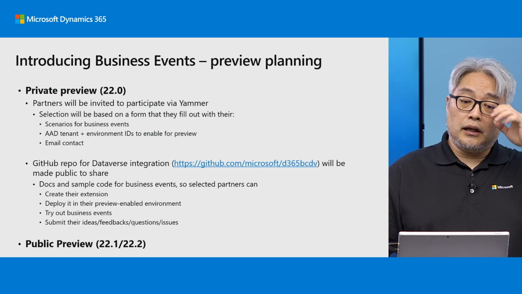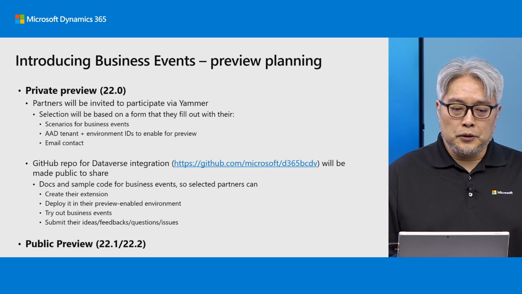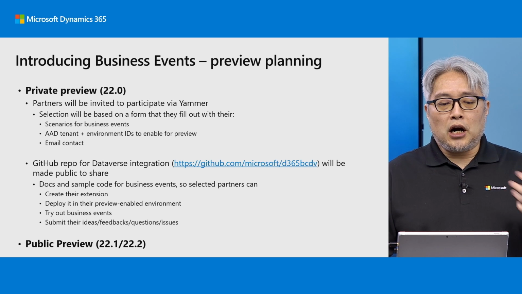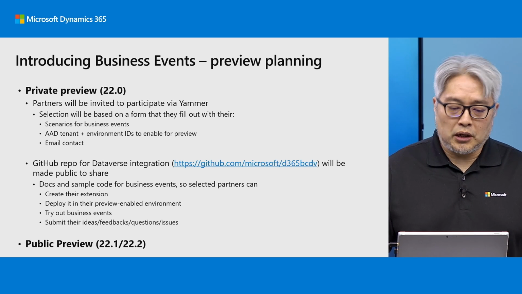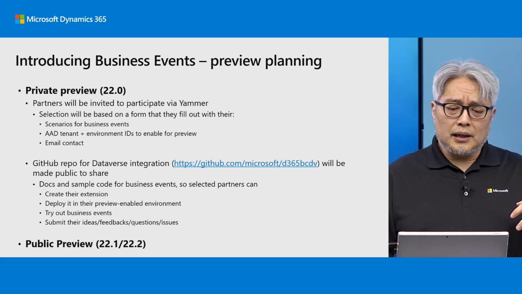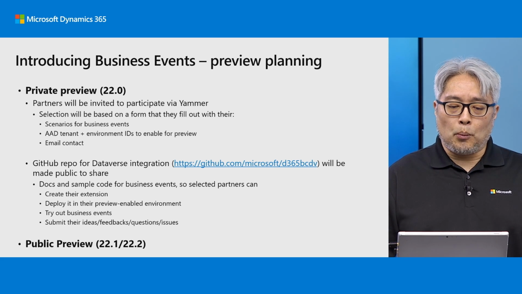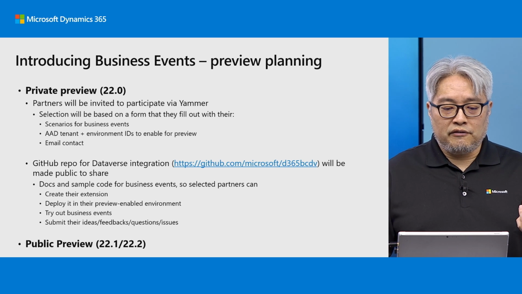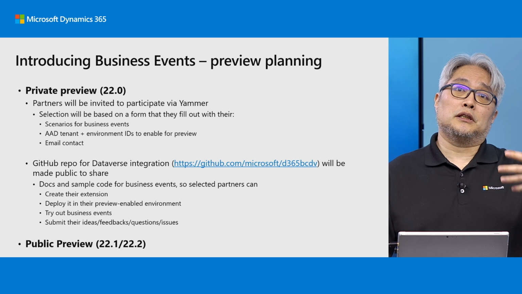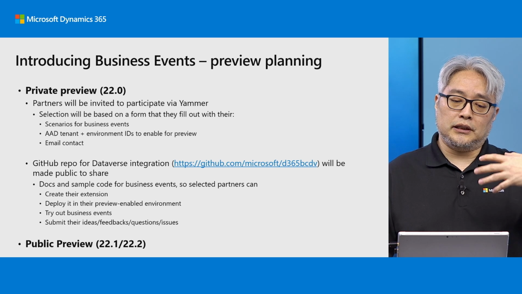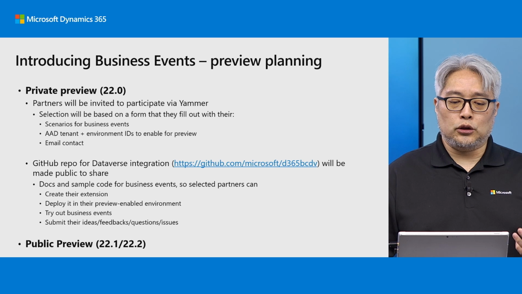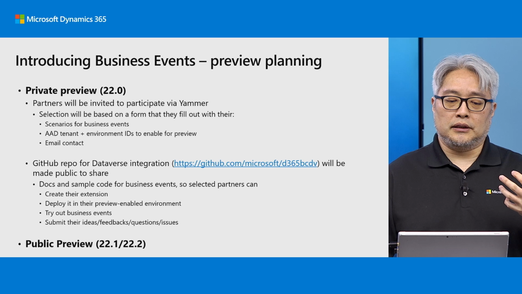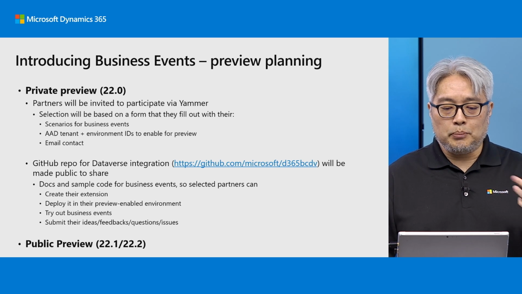Okay, and finally, our planning for the preview. What will happen when we release version 22 of Business Central? Partners will be invited to participate in the private preview via Yammer. Selection of these partners will be based on a form that they will fill out with their business event scenarios and their AAD tenant and environment IDs that we will enable for preview. The feature itself is still sitting behind a feature flag, so you need to get your environment enabled for preview. And then your email contacts, such that we can always engage to address your feedback, issues, and questions.